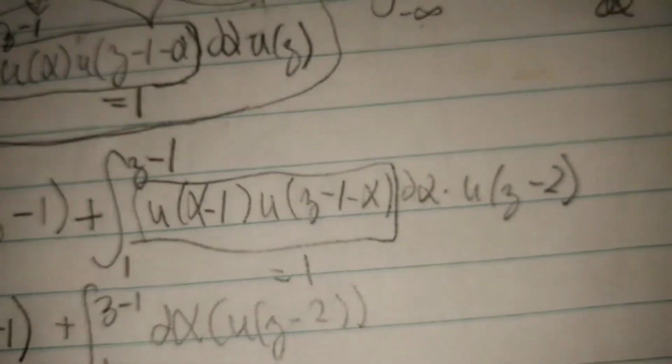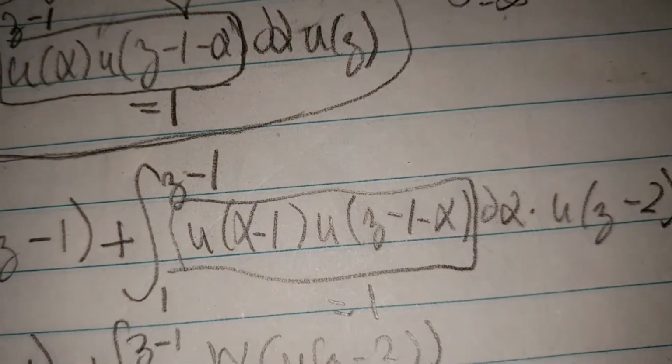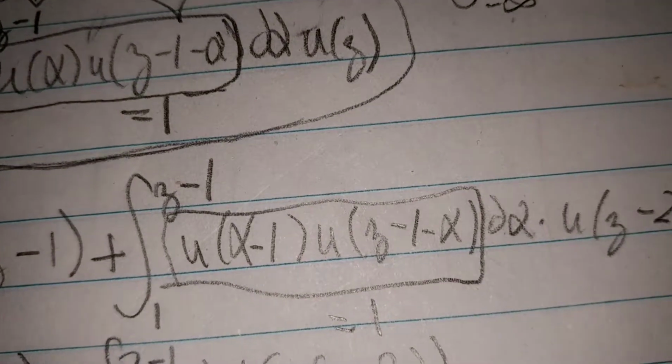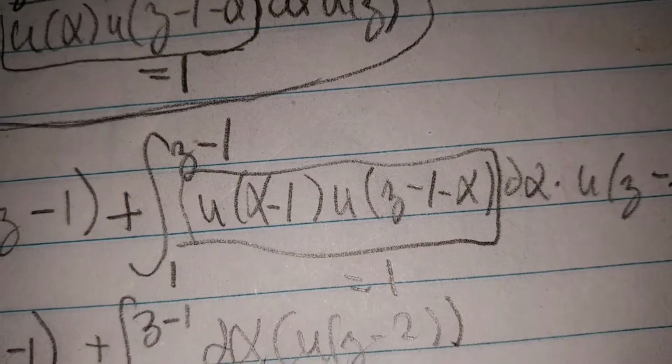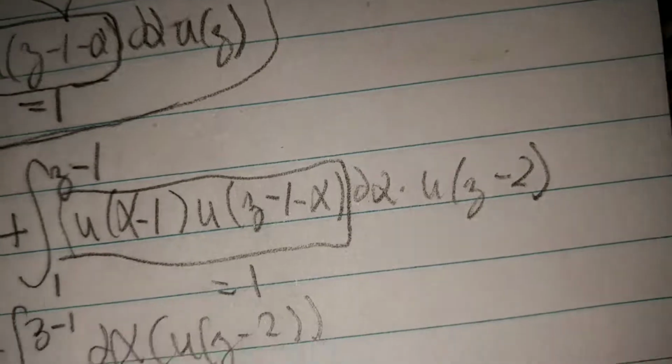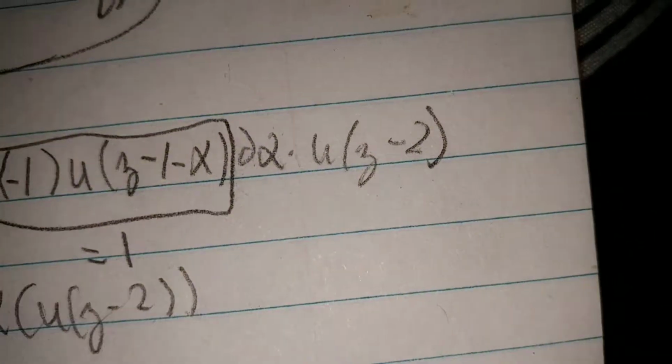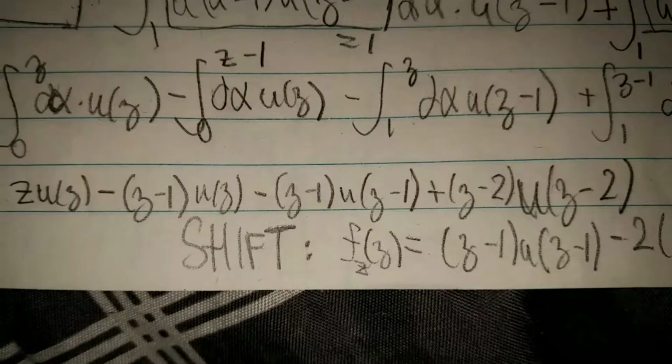and then you add the last integral, which the bounds go from 1 to z minus 1 of u of alpha minus 1 times u of z minus 1 minus alpha. This one is multiplied by u of z minus 2.